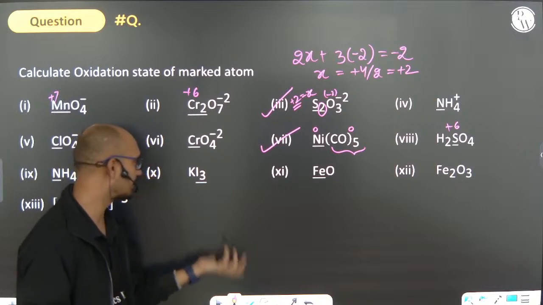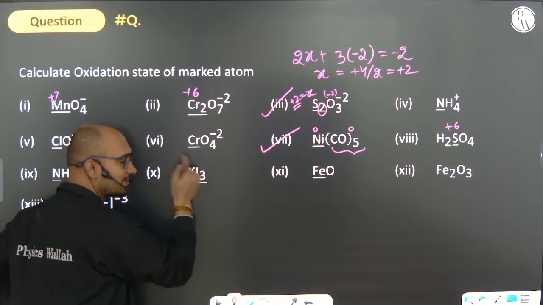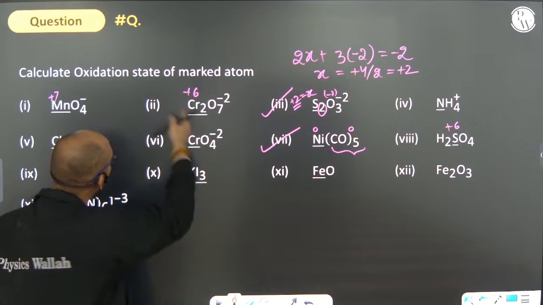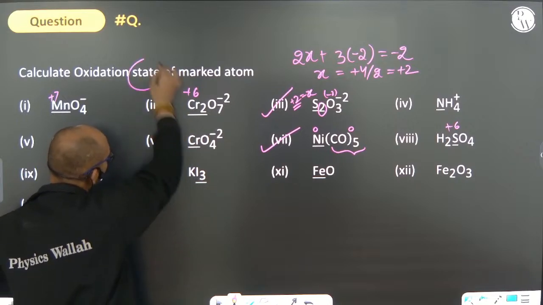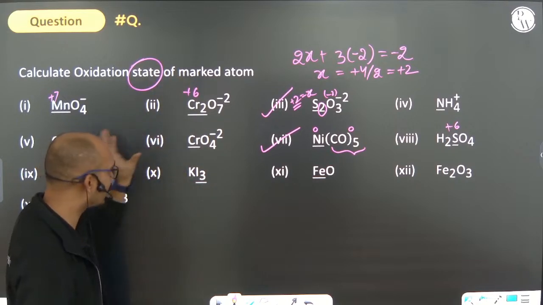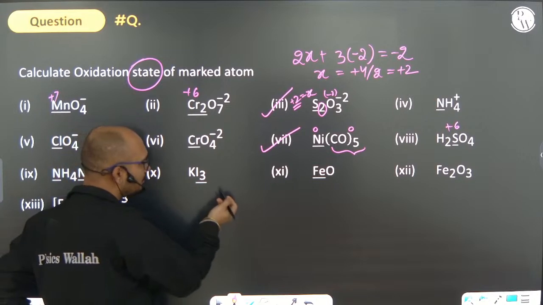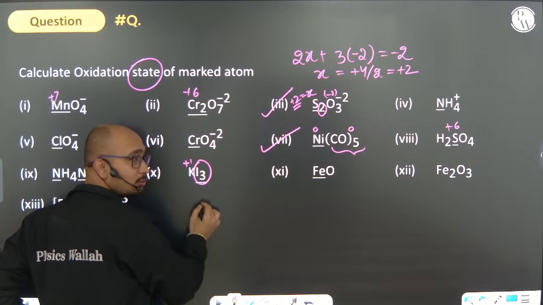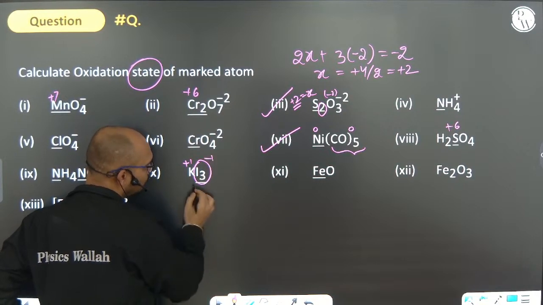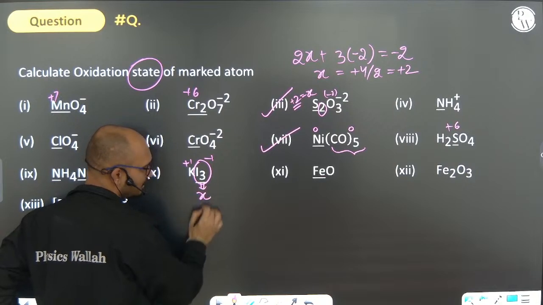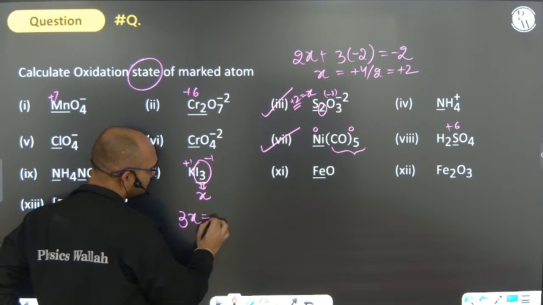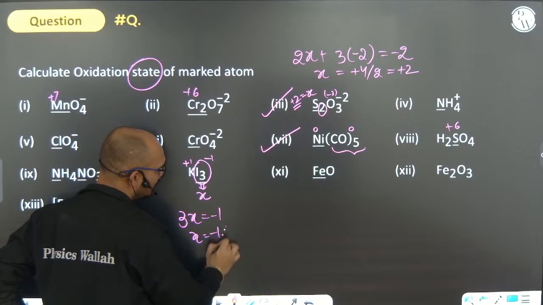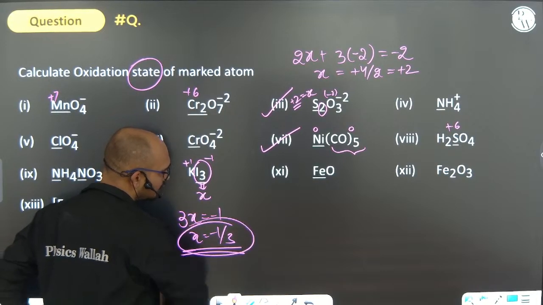Right? Here, what can we say? KI3. Oxidation number it is asking, not oxidation state. Can you see? Okay, what I feel is that it is asking for oxidation number only. Here potassium is +1. So the 3 iodine will have to give -1, right? So how many iodine are there? 3. Consider 1 iodine has oxidation number X. So 3x equals -1. So X will be equal to -1/3. This is what you can do.